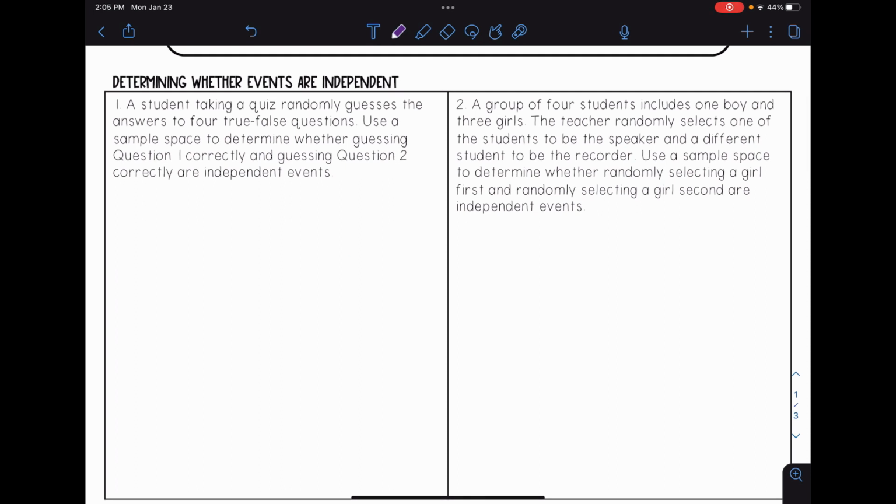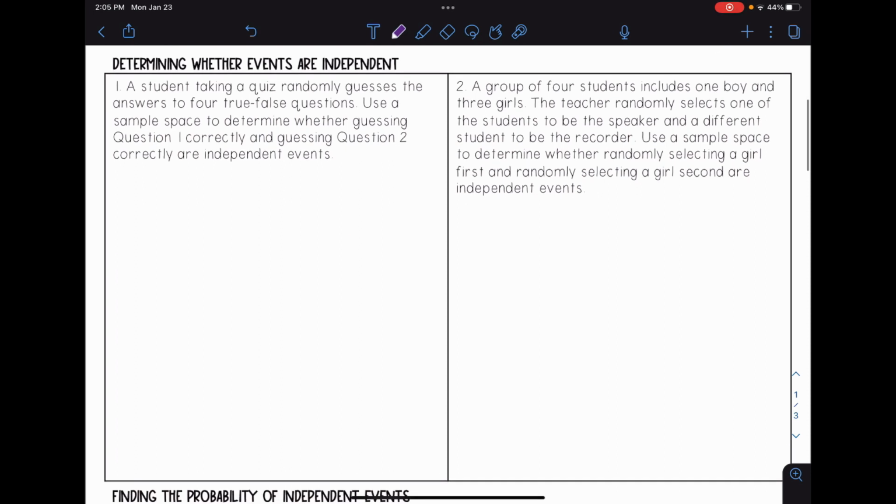So first, we did a problem similar to this and we already made a sample space. So we'll go ahead and just make it again. So we're answering 4 true-false questions. So the possible things that can happen when a student is randomly guessing is they can get none of them correct. So first, let's just make a table. So they can get 0 correct, so that means just all of them are incorrect. So I'm going to have I equals incorrect. C is equal to correct.